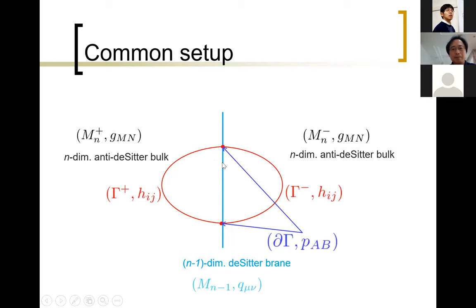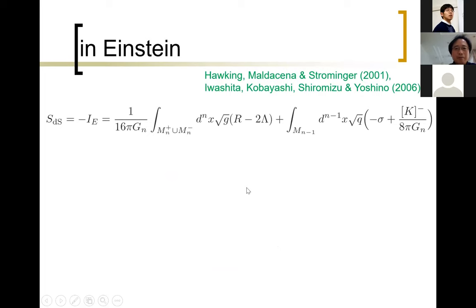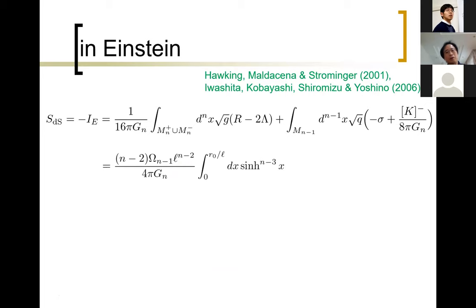So about the Einstein gravity, starting from the Euclidean path integral and a Euclidean action, after a careful but very elementary calculation, we could have this result.